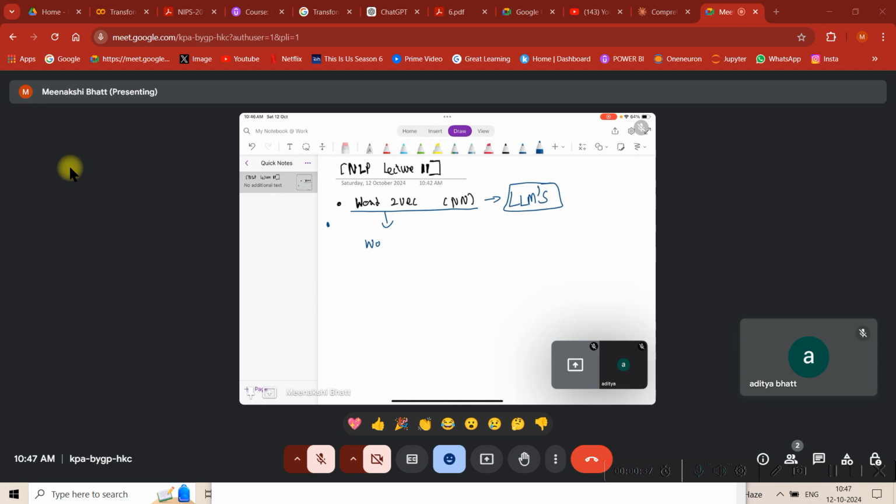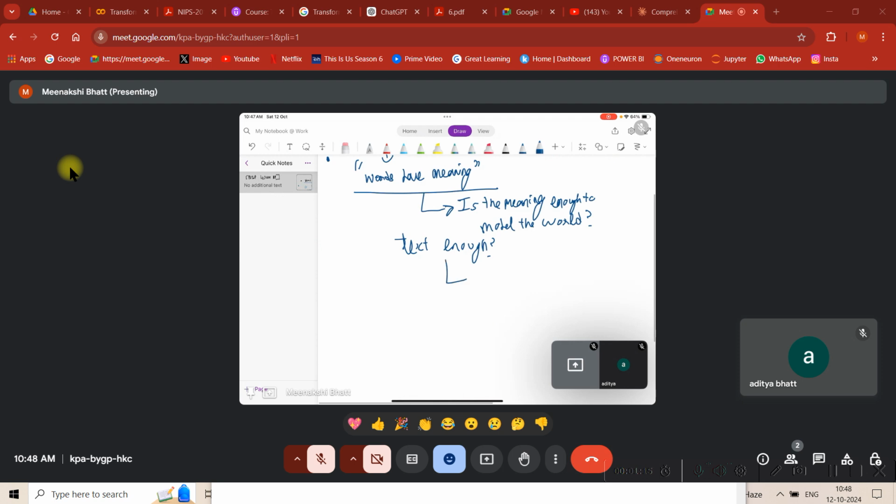First of all, let's just start with the fact that words have meaning. I have been stating this in my NLP course, and the only question that we as NLP researchers or developers are trying to answer is: is the meaning enough to model the world? Is text enough? That's the area of debate. Let's assume it is.